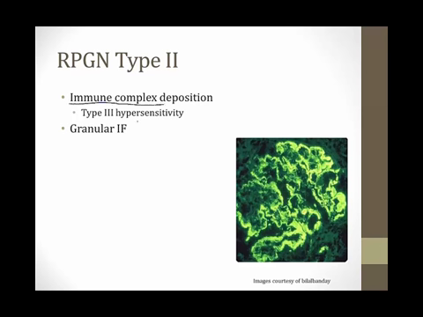For that reason, this is a type 3 hypersensitivity reaction, not a type 2 like we talked about in RPGN type 1. Also, because immune complexes are involved, it gives a granular pattern of immunofluorescence as shown on the screen here. Hopefully you can appreciate that this looks very different from the linear pattern we saw 2 slides ago. This granular pattern is the result of immune complex deposition in the kidneys, which can lead to type 2 RPGN.